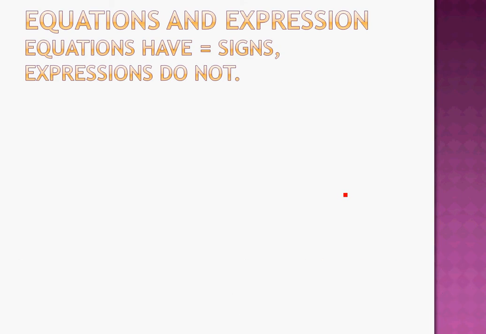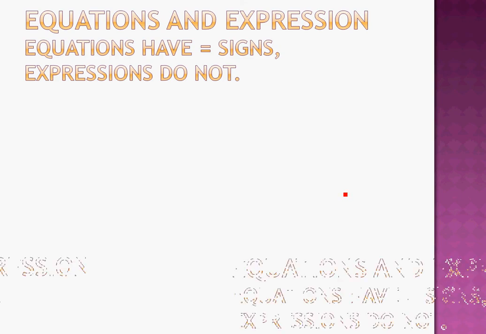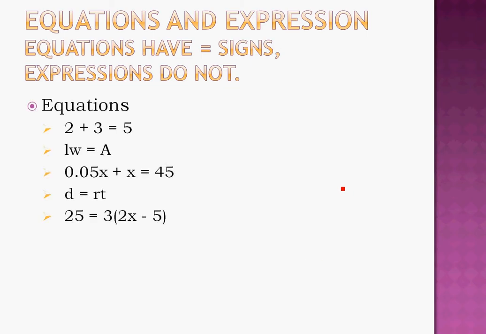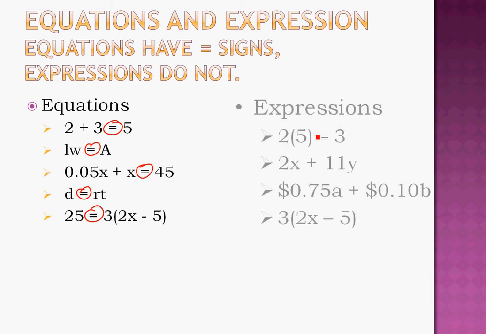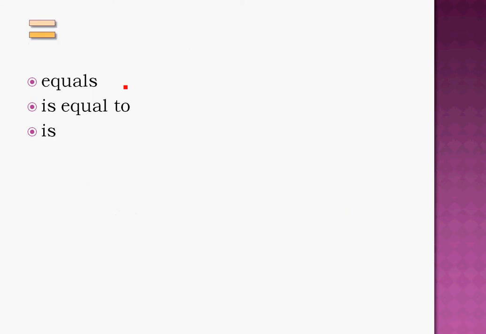Now let's talk about the difference between equations and expressions. Equations have equal signs. All of these are examples of equations because they have equal signs. An expression does not have an equal sign. These are all examples of expressions, and we've basically been working on expressions. We haven't had equals. If we did have an equation that was equal to something, we would see in our story problem, in our English words, something along the lines of equals or is equal to or the word is.